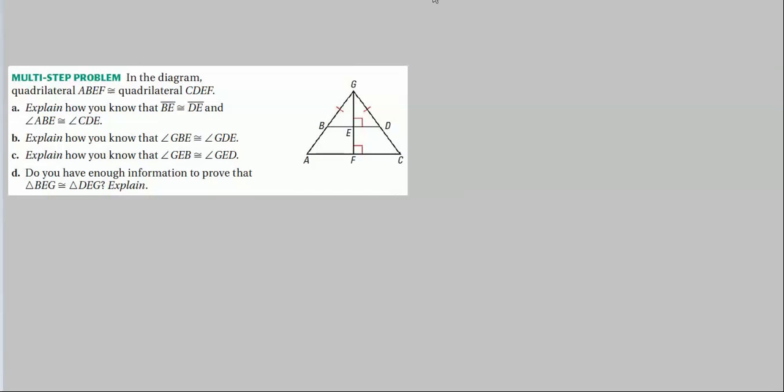Here's one that may not be that obvious right off the bat. But they're not lying. It's a multi-step problem. That's exactly how you just have to approach this. How do you know that BE is congruent to DE? Well, we're given that this quadrilateral is congruent to this quadrilateral.